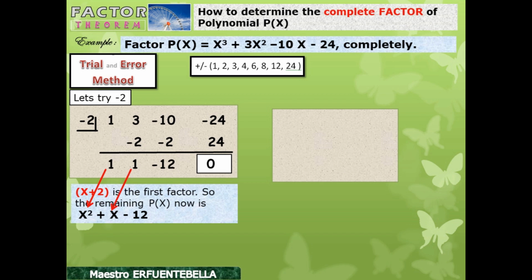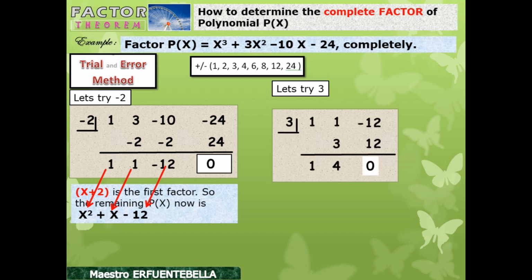So where does that come from? That is from negative 12. Okay, so why x plus 2? Because your r is negative 2. So if r is negative 2, in the given definition x minus r, so r is negative 2, x minus negative 2 is x plus 2. Or just simply change the sign. Okay, x plus 2. So let's try now positive 3. So your r is 3. And then our numerical coefficients now are from this remaining factor. So we have 1, 1, and negative 12. They come from here.